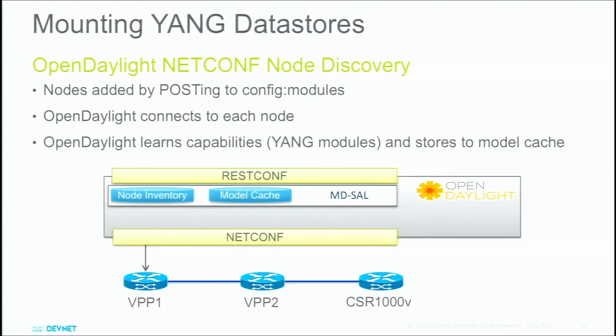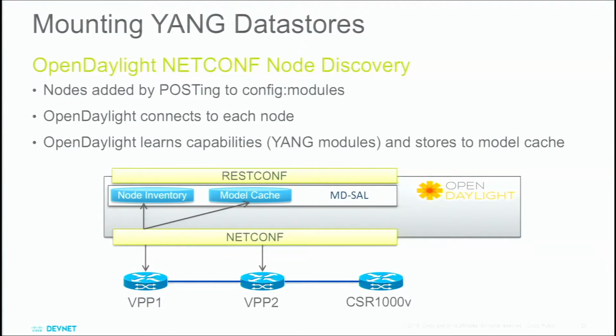So initially, when I make my RESTCONF request to talk to VPP1, what OpenDaylight does is it learns all of the Yang models that are supported by VPP1. It adds that VPP node into its inventory, and then also it takes those Yang models and adds them into its model cache. And when it does that, it actually can generate all of the code that it needs to interact with VPP1 based on those Yang models. So now it has the ability to interact with it. Even if it had never talked to VPP before, even if it had never seen these Yang models before, it can generate all that code on the fly to interact with it.